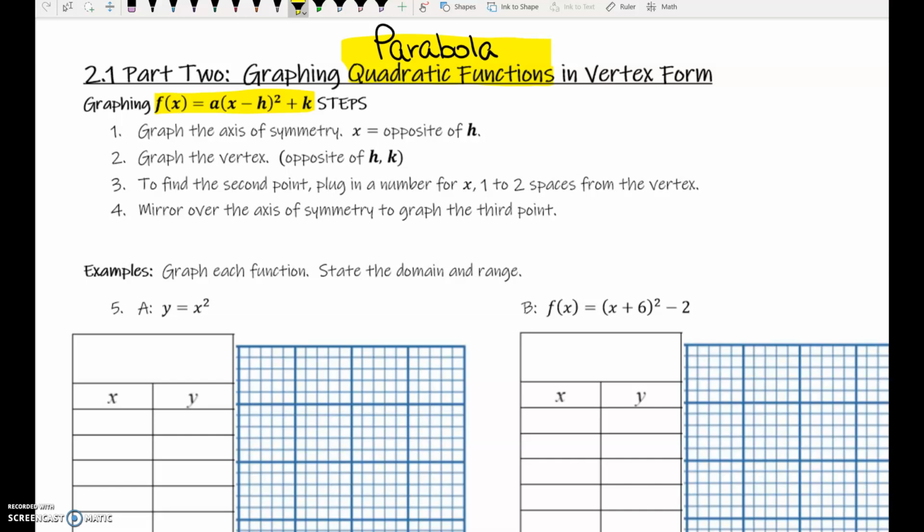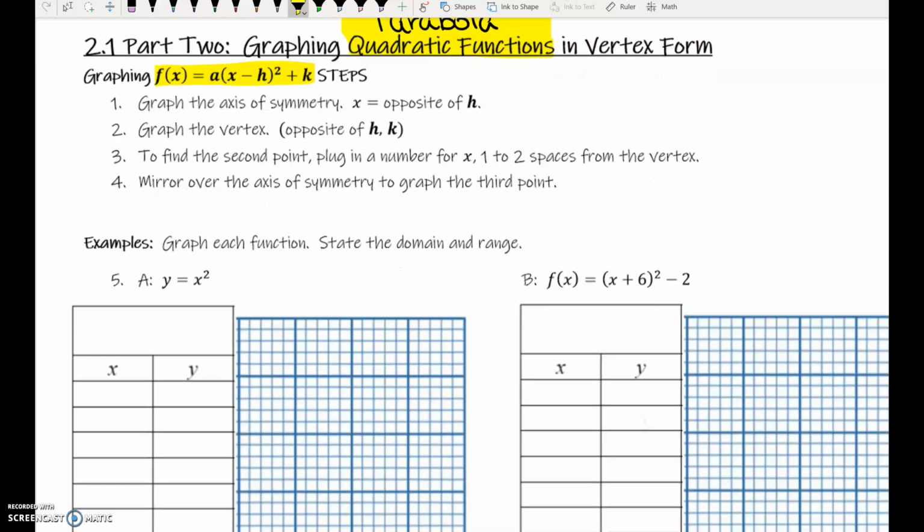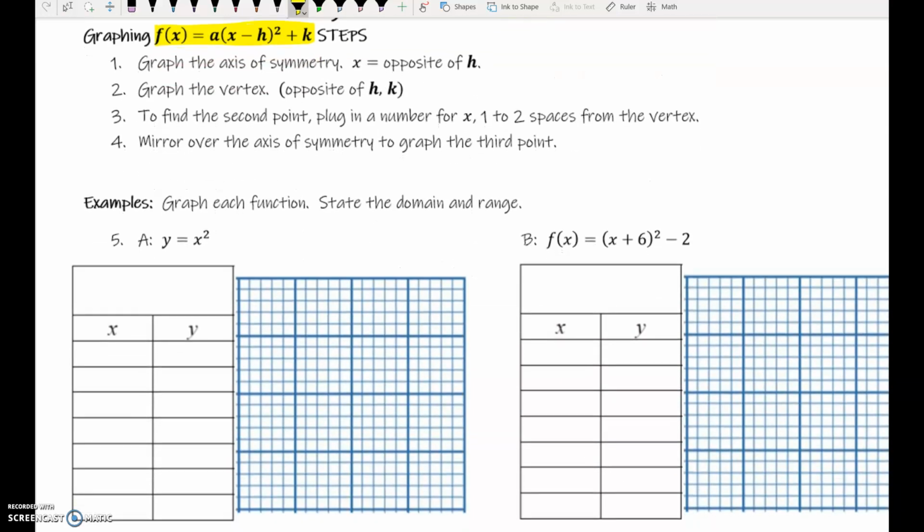This form easily tells us our vertex because it tells us how many units left or right we're going to go and how many units up or down. So this first one, actually, we're going to skip the first one. We're just going to go to part B. This graph, the +6, tells us that the graph is going to move left 6, and the -2 tells us the graph is going to move down 2. So that's the stuff that we practiced yesterday.